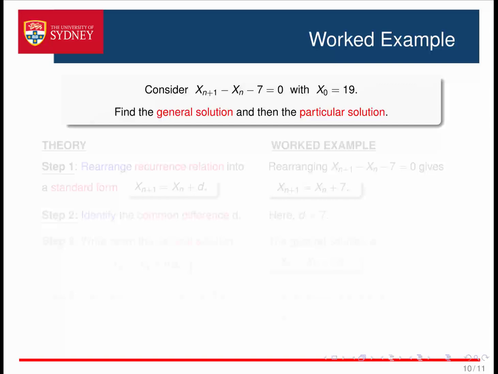For our first example, we want to find the particular solution to the recurrence relation x_{n+1} - x_n - 7 = 0, given the condition that x_0 = 19. Our strategy here is to first find the general solution of the recurrence relation. We then use the given condition to find the arbitrary constant and then the particular solution.